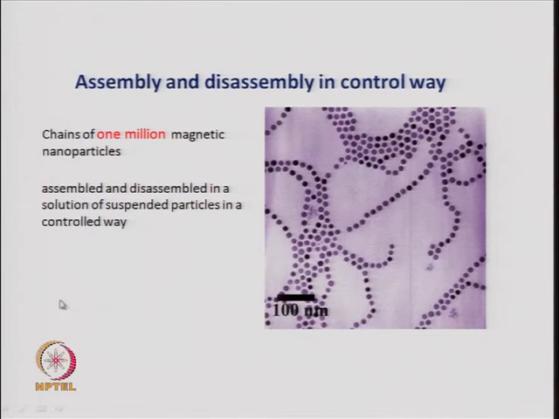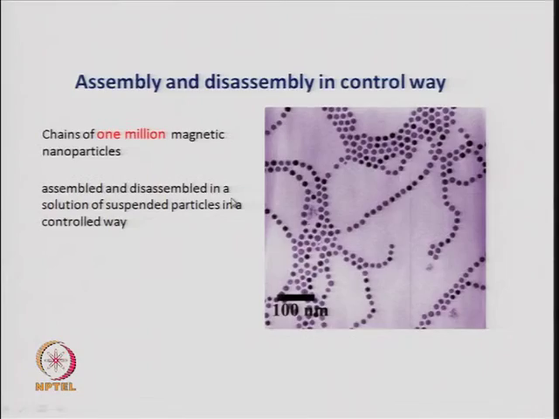This is another way, when you want the particles to assemble or disassemble in a controlled manner. So, this is an image where you can see that the particles have been aligned in a certain fashion by using appropriate reagents or appropriate magnetic fields. So, they can be assembled or disassembled in a solution in a controlled way. If you can do that, then you can use it in real life: you can make it assemble at a part in the body and disassemble using a trigger. The trigger may be a change in the magnetic field or a change in the pH or something like that. Since these are magnetic particles, normally a change in the magnetic field can create the assembly or disassembly.